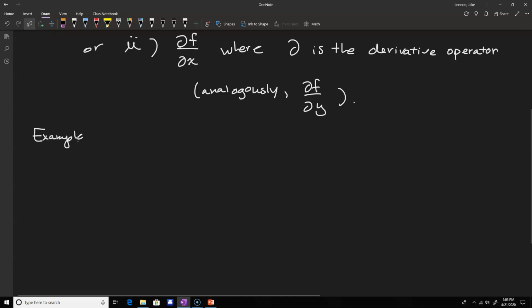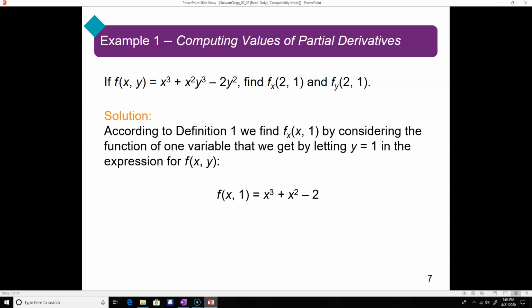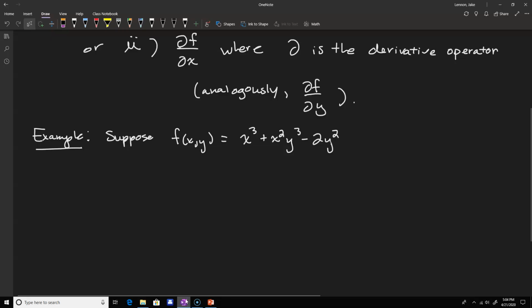So let's remind ourselves of what the function was. Suppose f of x, y equals, I think what we have, x cubed plus x squared y cubed minus 2y squared, I believe was the function. Let's go back and check. X cubed, x squared y cubed, yeah, minus 2y squared. And then we're plugging into 1.